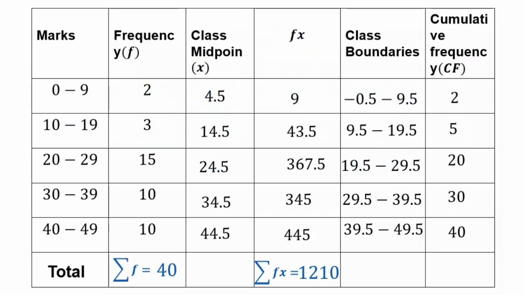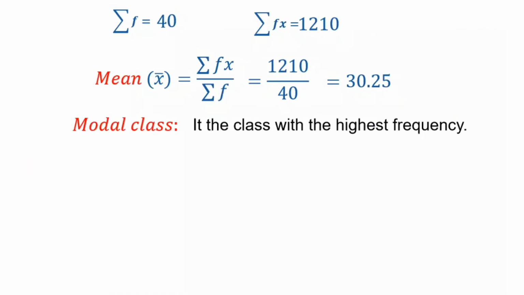So we go to our table. The highest frequency, and we all know, is 15. So we trace it to its corresponding class, which is 20 to 29. So it means that our modal class is 20 to 29. Very great. Now let's find the mode itself.